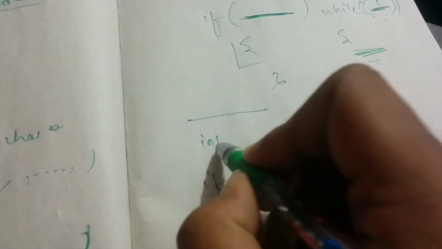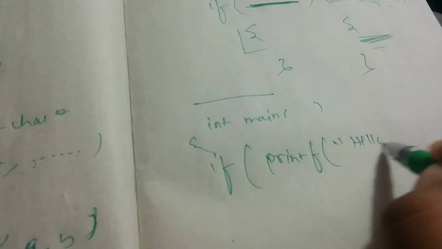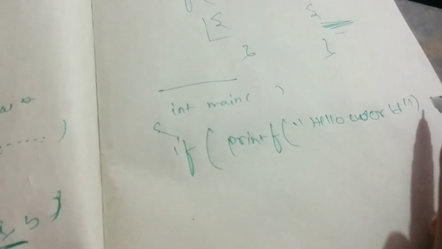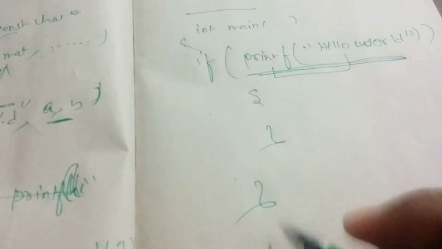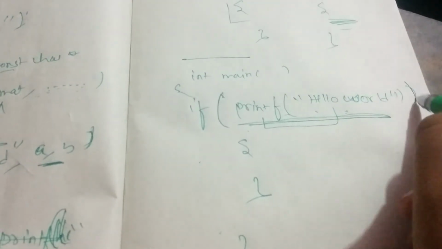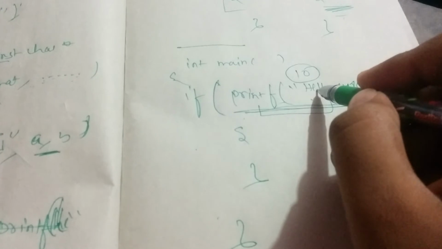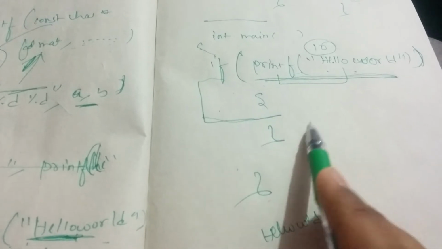Suppose we write the header files and int main, then if printf hello world. What is actually happening? It takes the result of this printf hello world: hello world is printed, and the number of items it printed is used as the argument within the if. So it is if of 10, a positive value, which is always considered true. So the block of if is executed, but we choose to write nothing in it, so the output would be hello world. Here we are not using any semicolon.